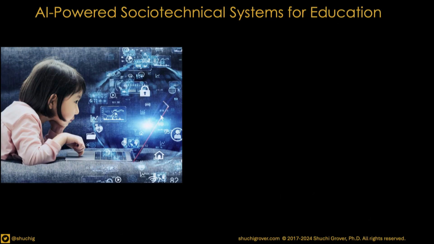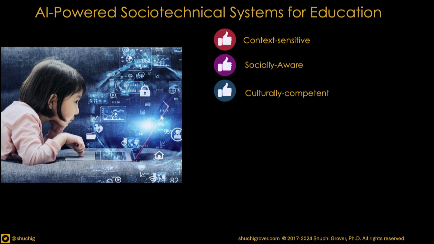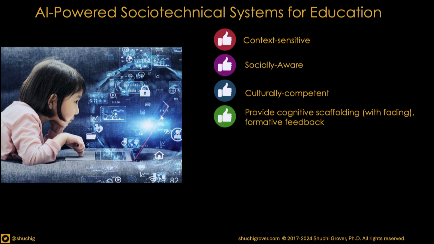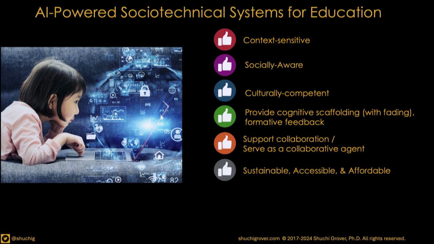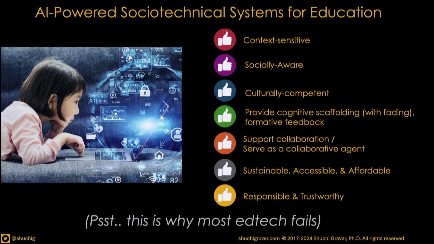So to summarize, all AI-powered socio-technical systems must be context-sensitive, supporting and adapting to specific learning environments with the specific needs of the learners and offering relevant supports and tools. They need to be socially aware. They need to be culturally competent, provide cognitive scaffolding, support collaboration, or serve as collaborative agents, be sustainable, accessible, and affordable, and responsible and trustworthy. That's a tall order. There's a reason why EdTech usually fails.